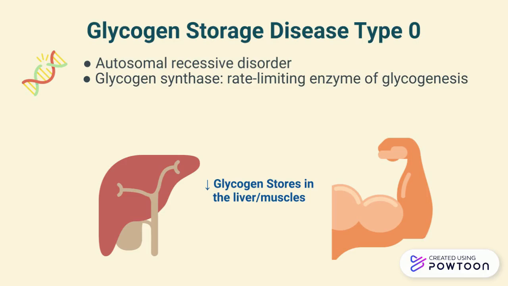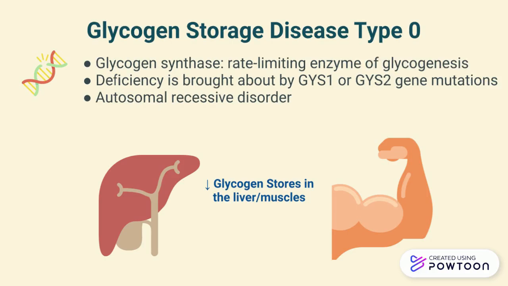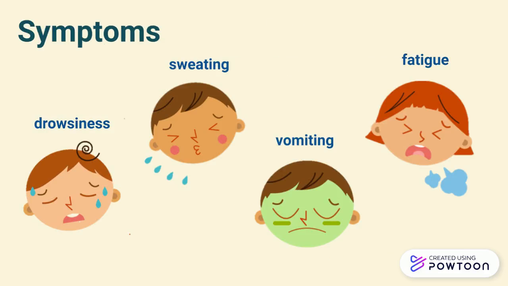In general, this deficiency is due to mutations in the GYS1 or GYS2 genes, responsible for the formation of glycogen synthase. The GYS1 gene encodes for an enzyme called muscle glycogen synthase, while the GYS2 gene is for the liver glycogen synthase. Since there are two versions of the enzyme encoded by the aforementioned genes, a deficiency in one would manifest differently from the other.